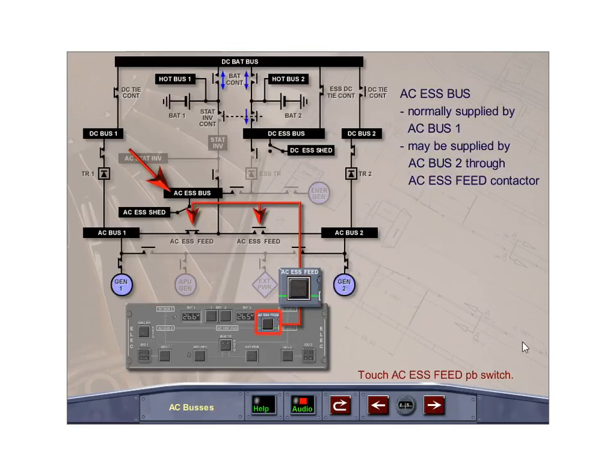The AC essential bus is normally powered by AC Bus 1. In the event of a failure of AC Bus 1, the AC Essential bus may be powered by AC Bus 2 through the AC Essential feed contactor. It is controlled by the AC Essential feed push-button switch located on the electrical panel. Touch the AC Essential feed push-button switch to supply the AC Essential bus from AC Bus 2.